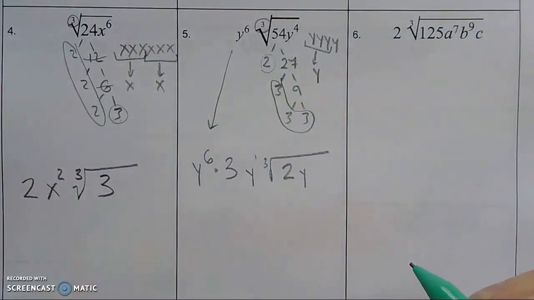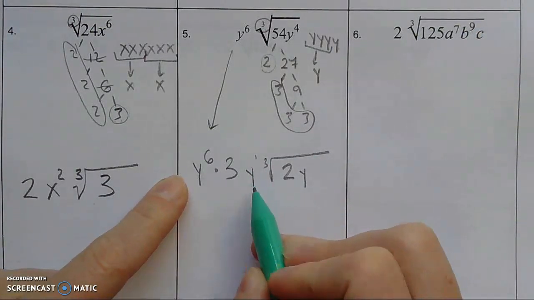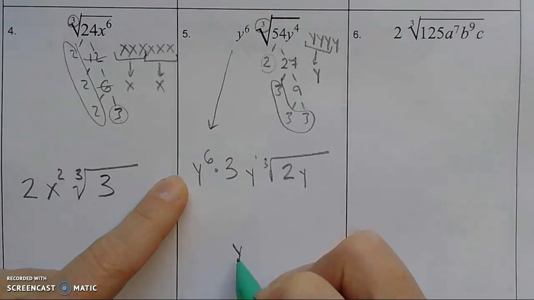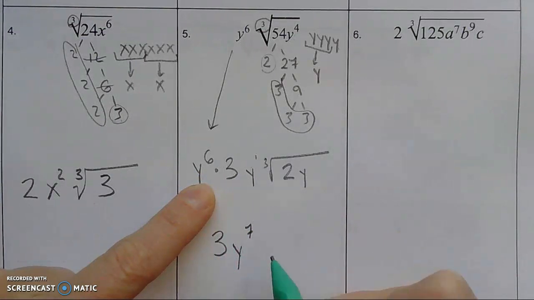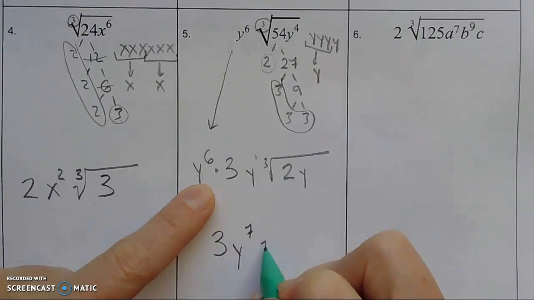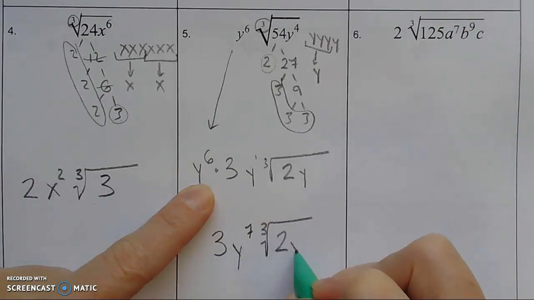At the very end, just push everything together. I had 6 y's initially. I added a y to the group, so now I have 7 y's. And we always actually put the number out front. So I'm just going to go ahead and put 3y to the 7th, and then make sure very clearly cube root, and then on the inside is just 2y.